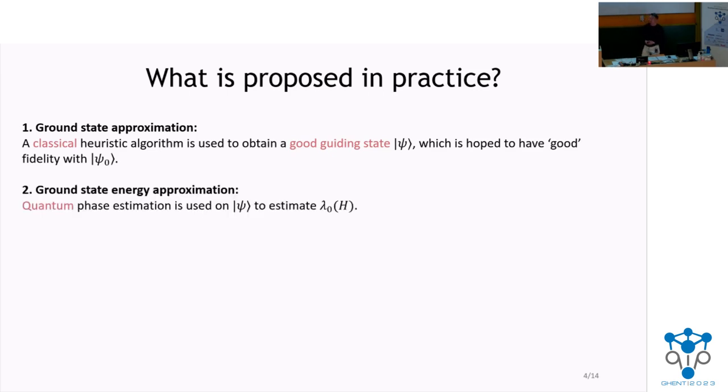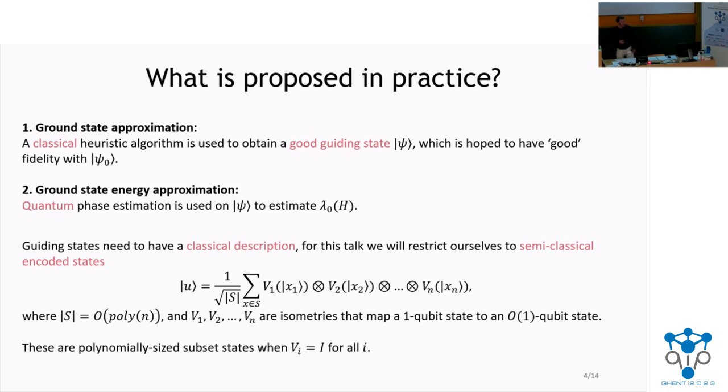And then you're going to get the state and prepare it on a quantum computer, so this should also be possible. Then you're going to run quantum phase estimation to project onto the ground state and estimate the ground state energy up to high precision. And since these guiding states come from a classical heuristic, they need to have a classical description as well.